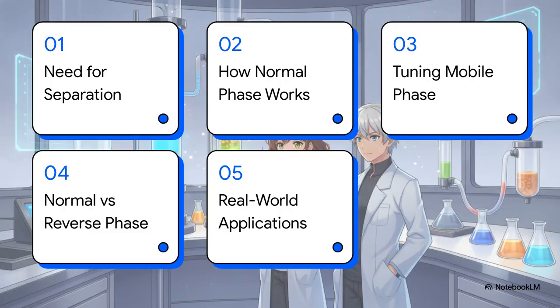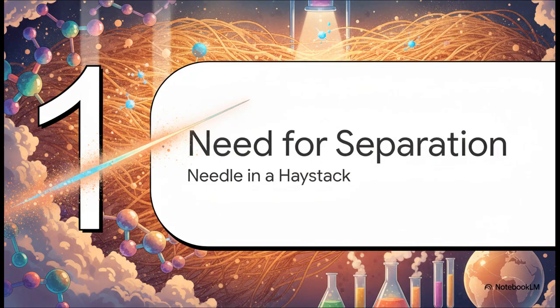Well, here's our roadmap for today's explainer. First, we'll cover the need for separation. Second, we'll look at how normal phase actually works. Third, we're tuning the mobile phase. Fourth, normal versus reverse phase. And finally, real-world applications. Starting with Section 1, the need for separation, or, as I like to think of it, finding the needle in the chemical haystack.